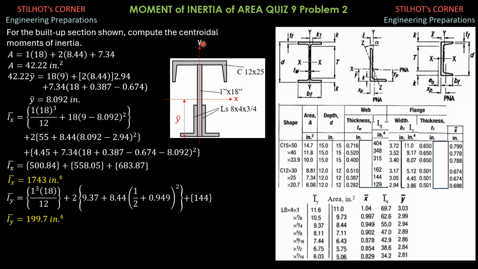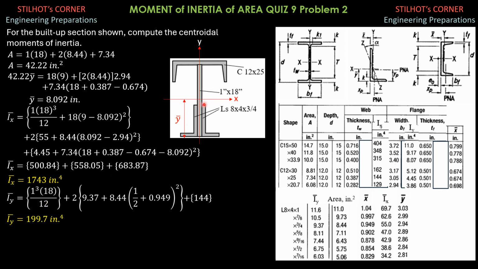Likewise for Iy, this is the axis of symmetry. For the rectangular plate, it is 1 cubed. The dimension perpendicular to the y-axis is 1, and that should be cubed. Then times 18 over 12. That's it.